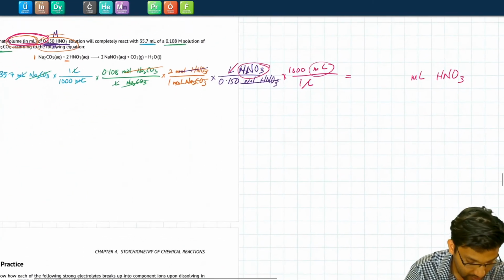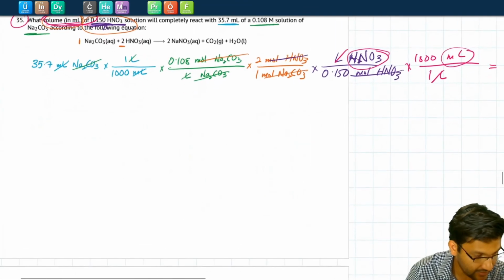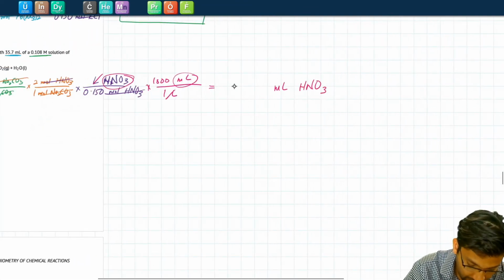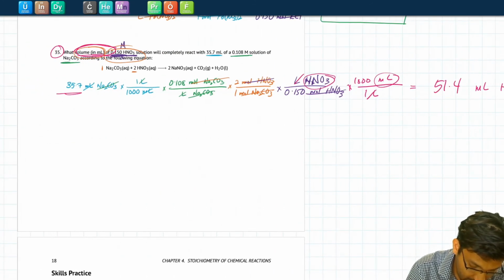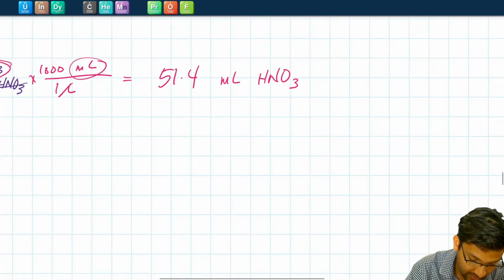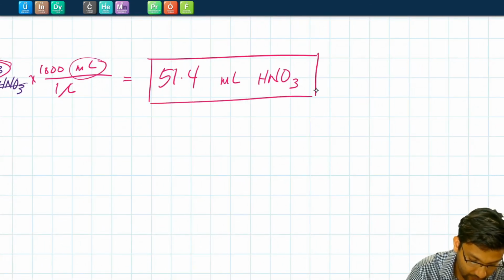So now all we have to do is punch these numbers into our calculator. And if you do so, you will get 51.4 milliliters. There are 3 significant figures here, and here, and here, so 3 significant figures in our answer. And there we have it.